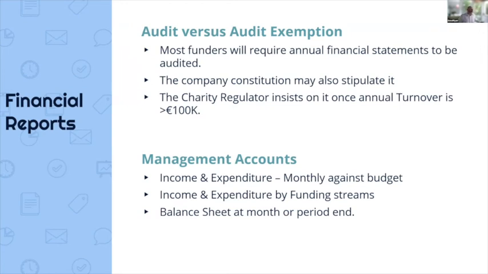And then management accounts, we talked about it earlier. Your basic income and expenditure reported against budget, detailing your variances. If you have multiple funding streams, you might have an income and expenditure by funding stream. And a balance sheet, again, at month end or period end to show what money is in the bank, what money is owed in, and what money is owed out.